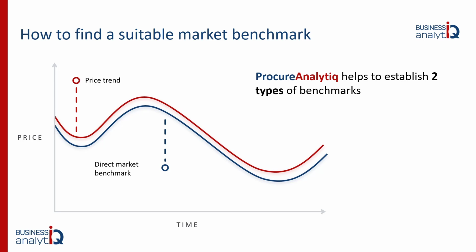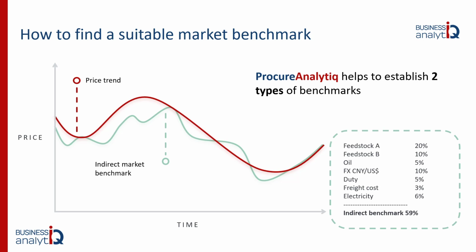Now, ProcureAnalytiq was designed specifically to help the process of finding the right benchmarks for different products or product categories. ProcureAnalytiq helps to establish two types of benchmarks. Ideally, we can help you to find a direct benchmark, where the trend and the absolute price of the benchmark moves and is similar to the price trend of the product you buy.